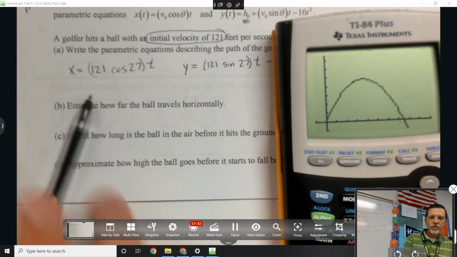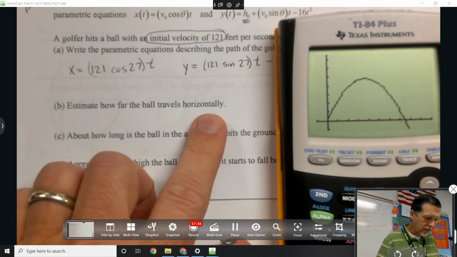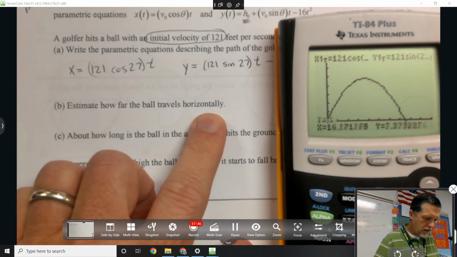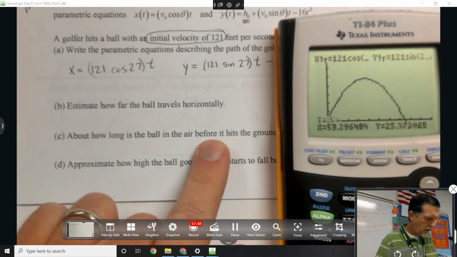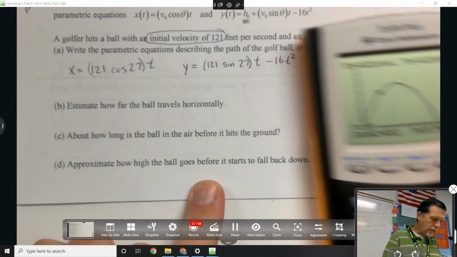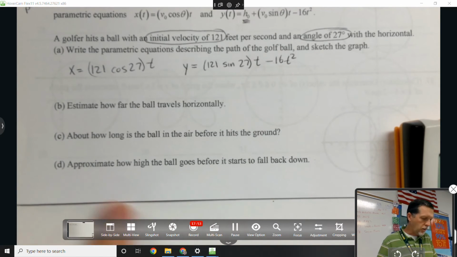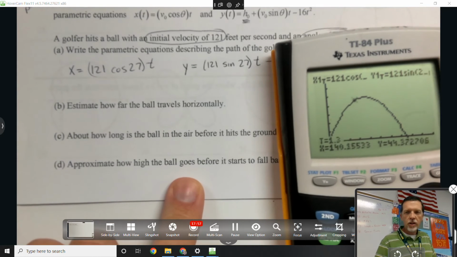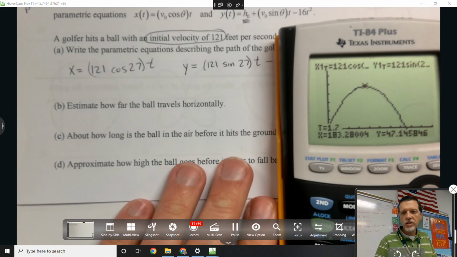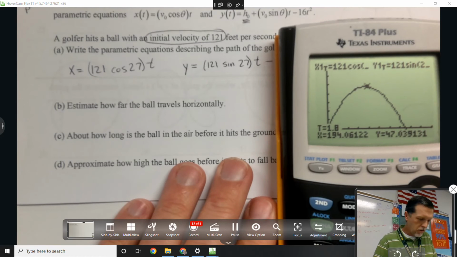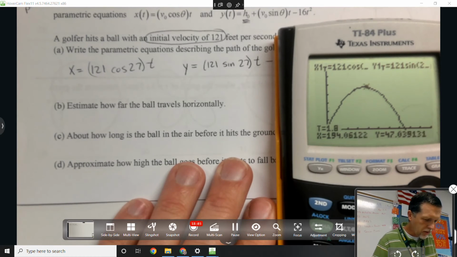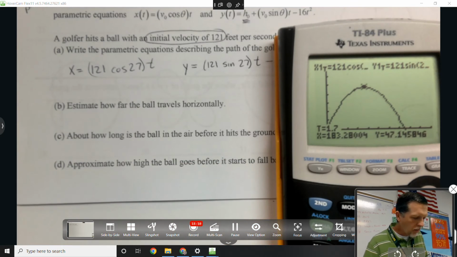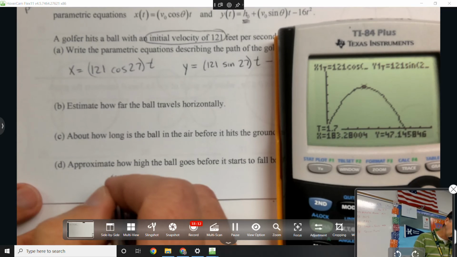All right, how far does the ball travel horizontally? So that would be, you know what? I'm peeking ahead, so I don't have to trace all the way around. Approximate how high the ball goes, so I'll get that on the way to how far the ball goes. So I'm looking at my Y value to see where it is the highest. 47.1 to the nearest tenth, anyway.